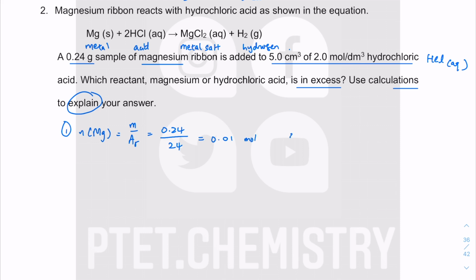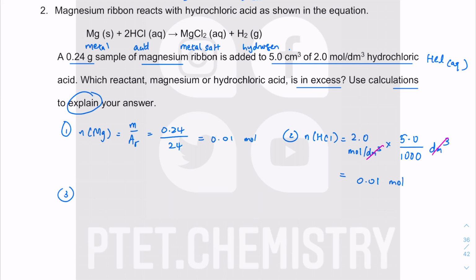And then number 2, the mole of HCl. The concentration is 2 mole per dm cube, and I've got to multiply by the volume, which I then convert to dm cube, so that my mole per dm cube times dm cube will give me mole. That's what I meant by follow the units and you'll be alright. So what happened then is 2.0 times 5.0 divided by 1000, I get 0.01 mole. So it looks like they are equal, but look at the balanced equation. 1 mole of magnesium reacts with 2 mole of acid.